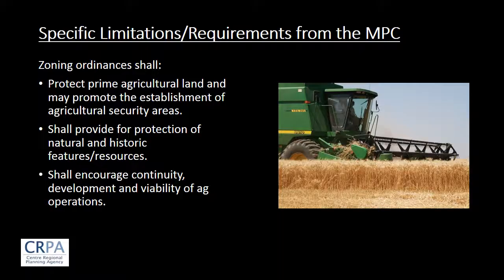Zoning ordinances are not only required to protect prime ag land, but are also required to encourage the continuity and viability of agricultural operations. Several Center Region municipalities have reviewed and considered ordinance amendments to permit commercial agricultural uses such as farm cafes that were recently permitted in Ferguson Township. Adapting zoning ordinances to keep up with current trends and demands is necessary to help improve the long-term viability of agriculture.